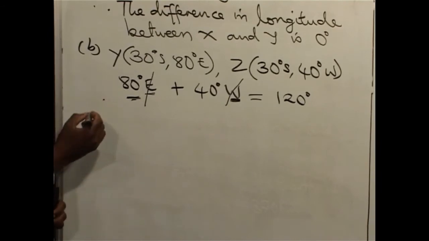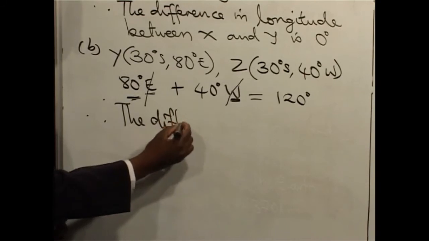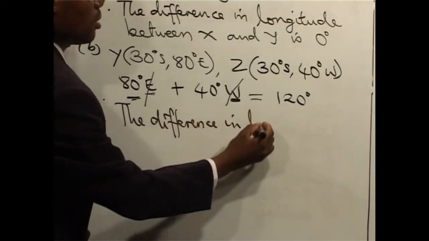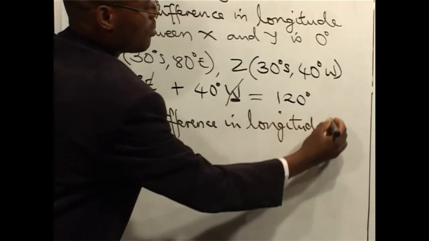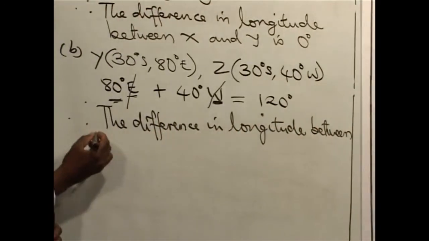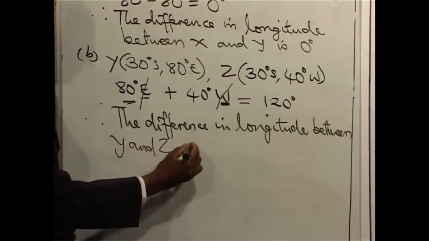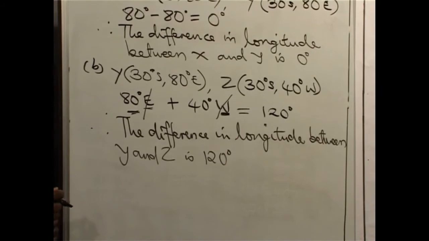So we can simply say that therefore the difference in longitudes between Y and Z is 120 degrees.